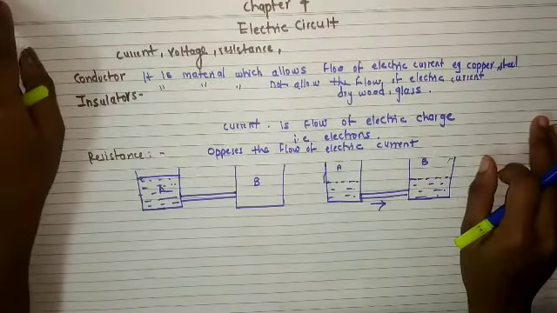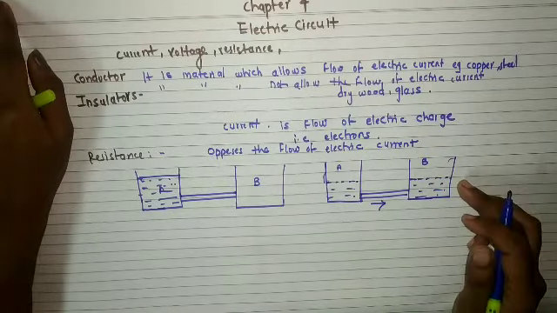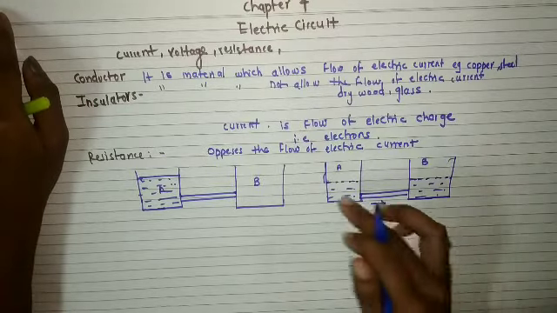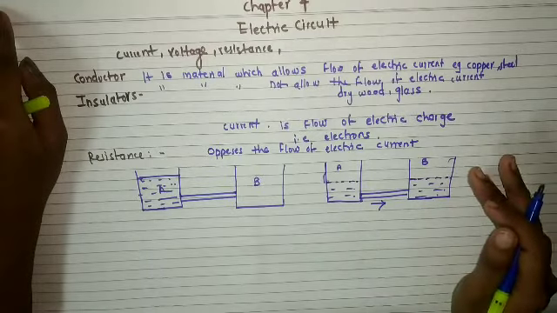So if we want continuous flow of water from A to B, what do we have to do?